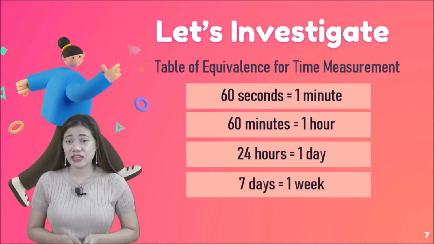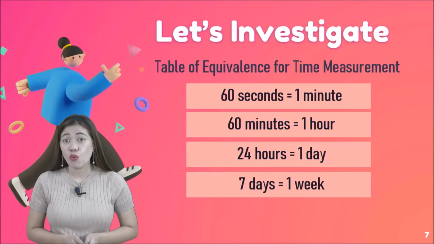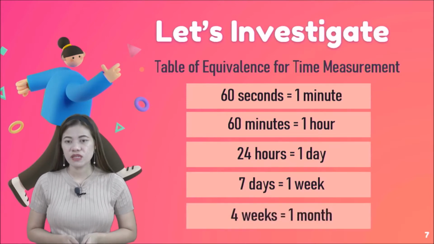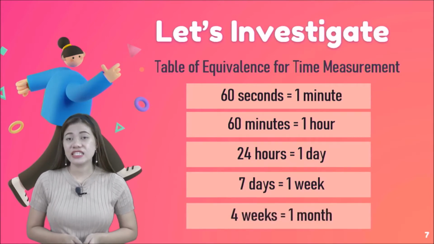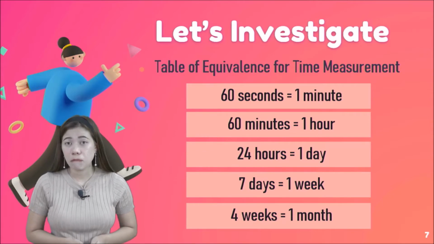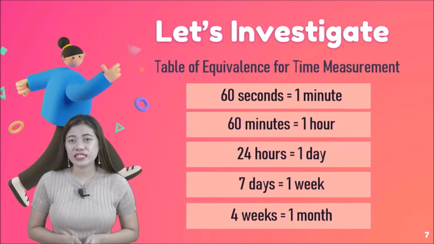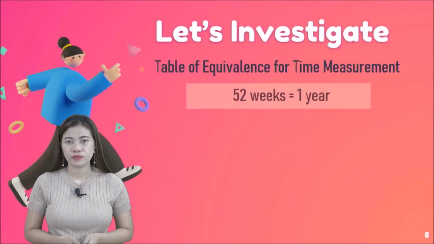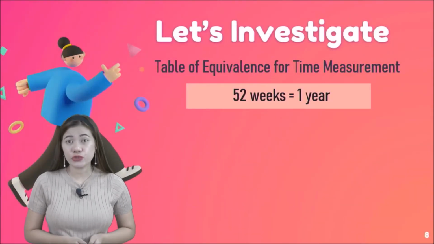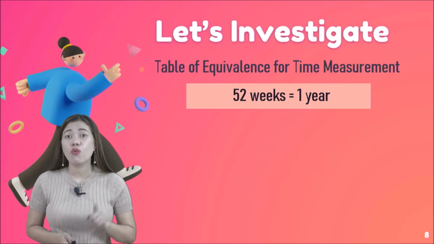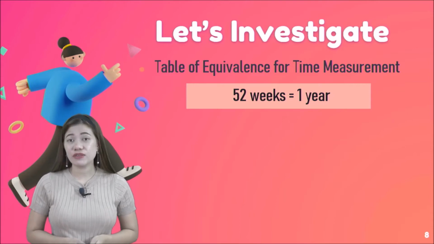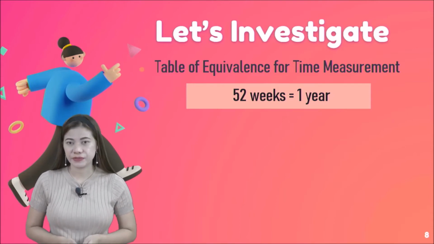And then 7 days is equivalent to 1 week. Isn't it, kids? In 1 week, we have 7 days. And then 4 weeks is equivalent to 1 month. Again, 4 weeks is equivalent to 1 month. Next, 52 weeks is equivalent to 1 year. Again, 52 weeks is equivalent to 1 year.